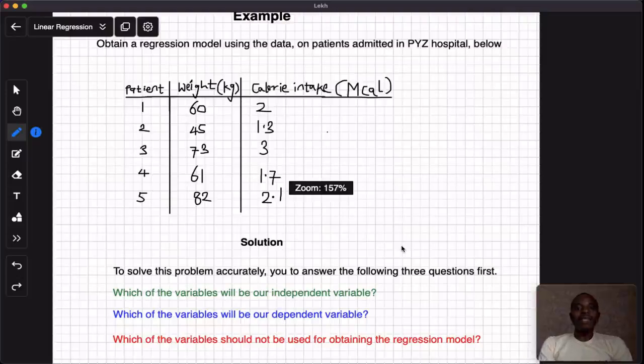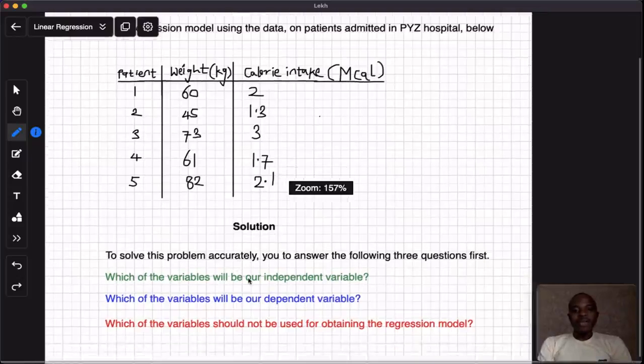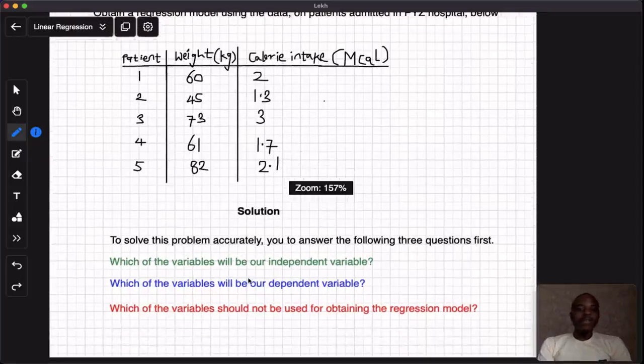Now, looking at this, to solve this problem accurately, we need to answer the following three questions. Which of the variables will be our independent variable? That's the first question. The second question is, which of these variables, because we have patient, we have weight, we have calorie intake.